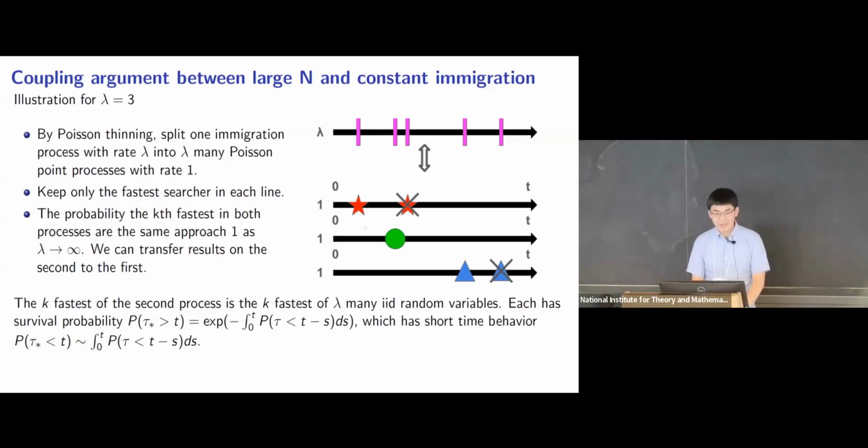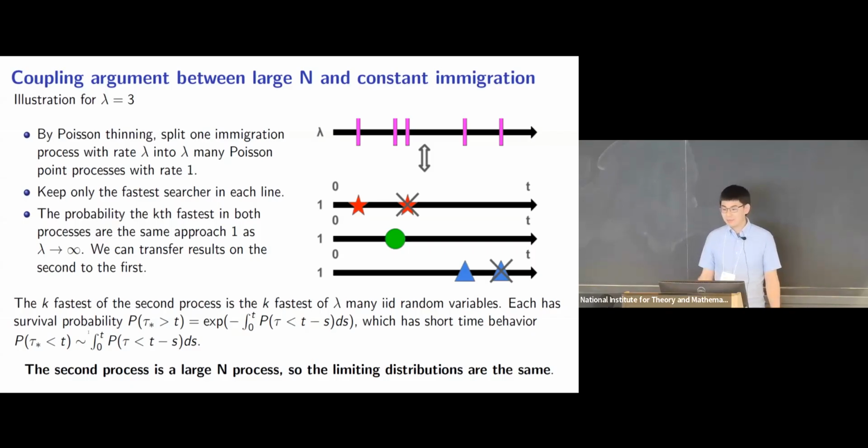What's slightly different from just replacing lambda with n in the original process is that because these searchers are immigrating in, the survival probability, or the probability that you hit the target in some short amount of time, changes ever so slightly. You can say that the probability that the target time is greater than t is this exponential. You can get that from the Poisson, and then you can get this other short time behavior. So you take the original short time behavior, integrate it, and that gets you your new one.